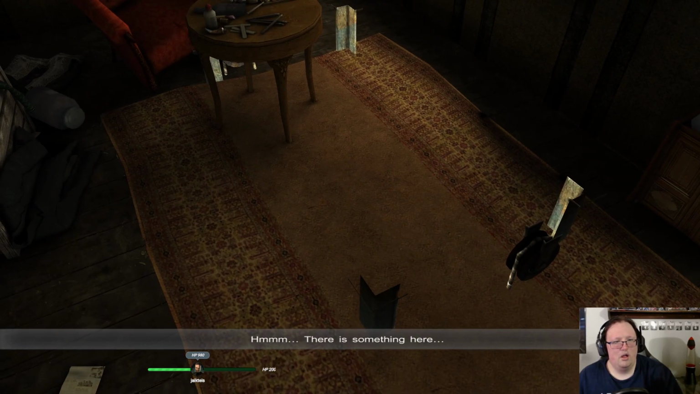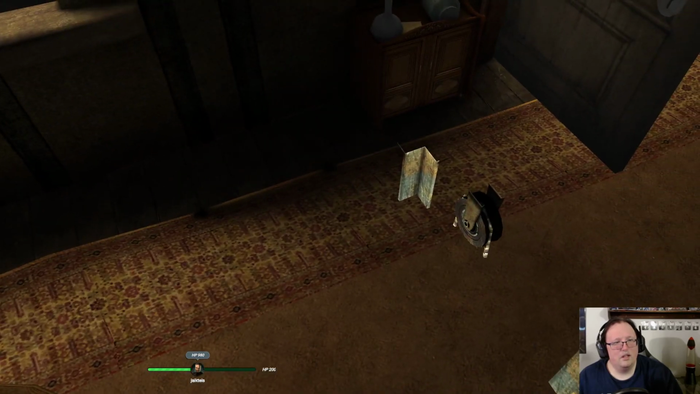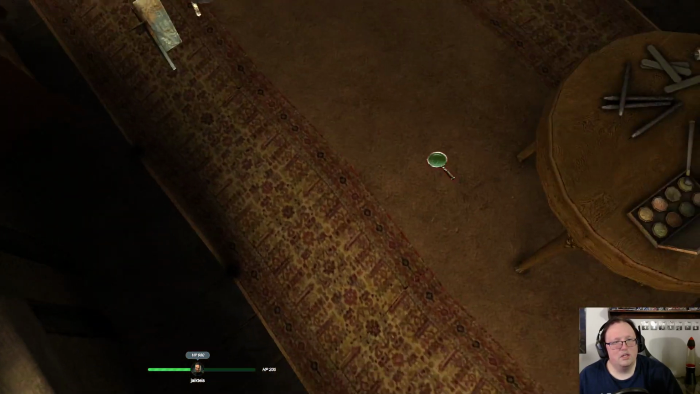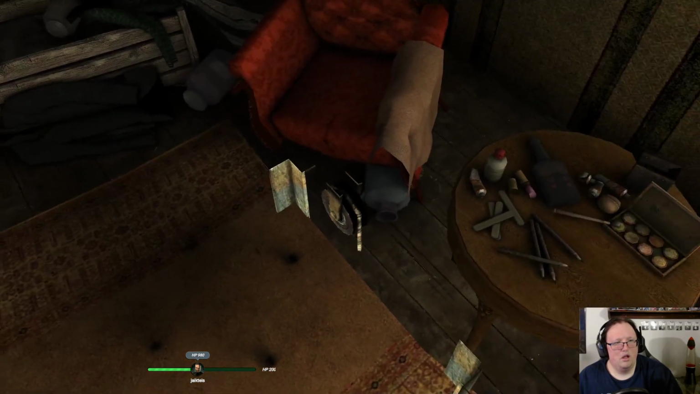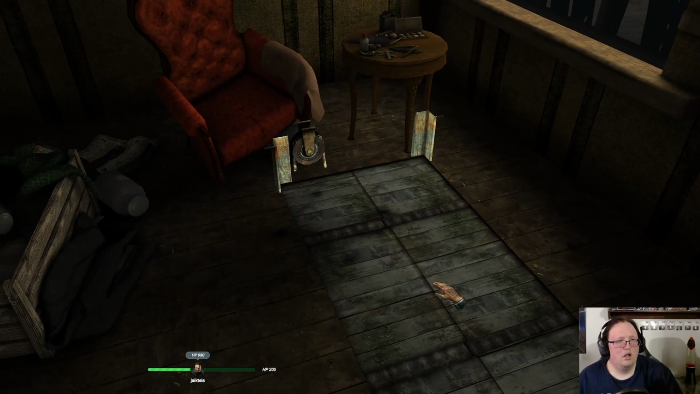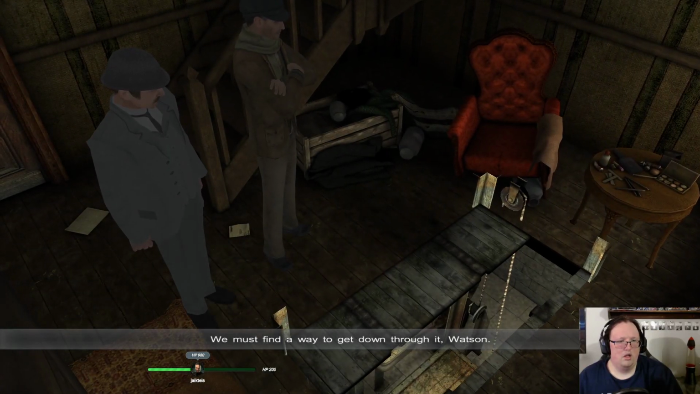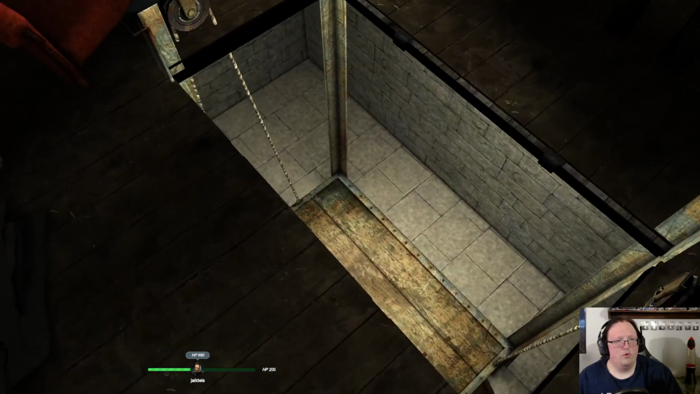There's something here. What the hell is that? It's like there's something clipping through the... Oh yeah, look. A trapdoor. We must find a way to get down through it, Watson. Incredible. Okie dokie.